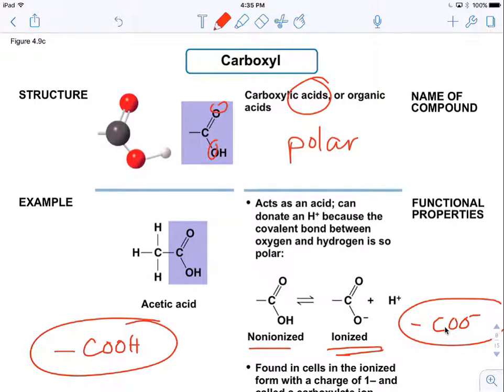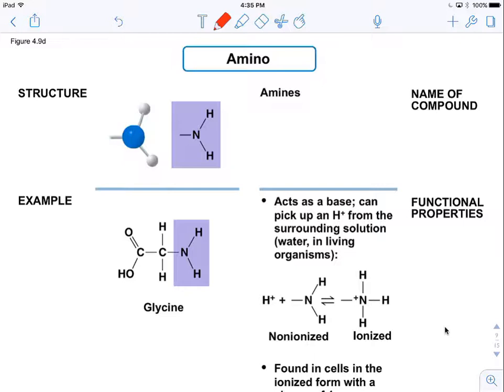Okay. And our carboxyl groups, we're going to see these a lot when we start talking about proteins. They team up with our amino group. And again, nitrogen is an electronegative element, so this is also going to be polar.